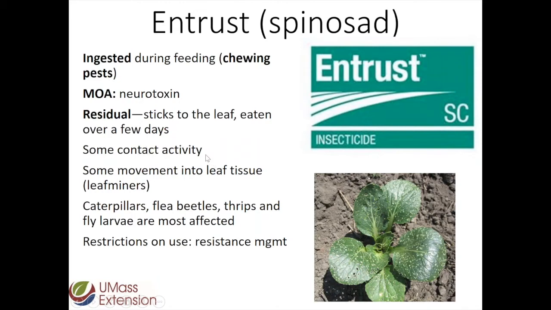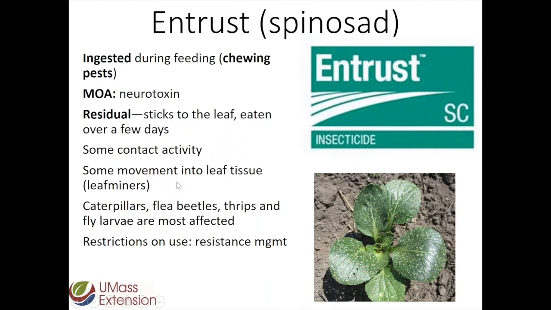It does also have some contact activity, so it will kill some of the beetles that just come in contact with it. But also it has some ability to move into the leaf tissue, and so this is really helpful for leaf miners that are in between layers of cells in the foliage. So that's another nice thing about Entrust.